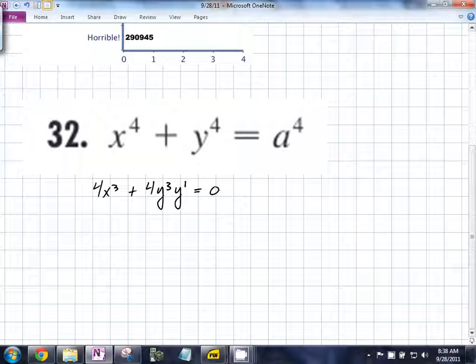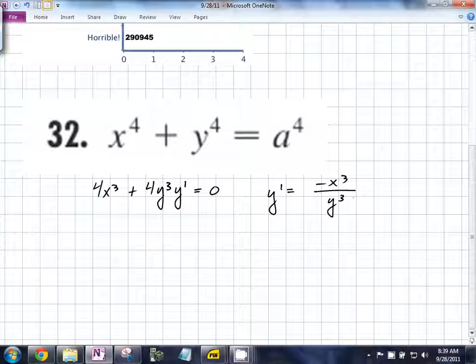Well, okay, hold on. We could isolate y prime at this point. We don't need to, because we're not done yet. We're trying to find y double prime, right? Can you isolate y prime? You could. Let's do this here. If we wanted to, y prime is going to be equal to negative x cubed over y cubed. The 4's cancel. Okay, we can do that.